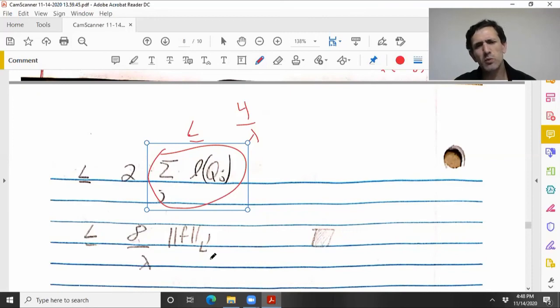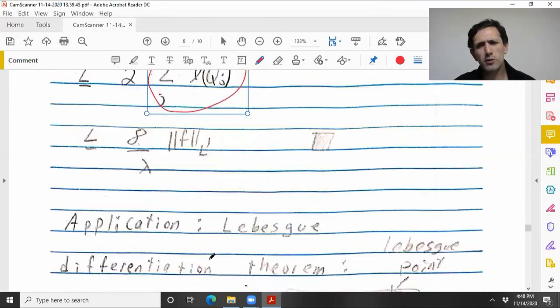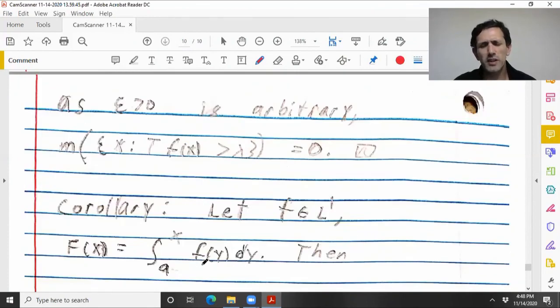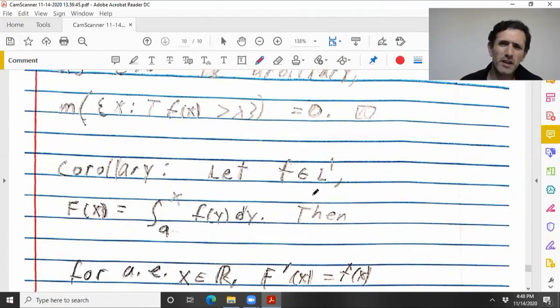So next time we will apply this to the Lebesgue differentiation theorem. I just want to show you what we're really going to prove, which is kind of interesting. This is not easy to prove, but what we're going to prove is actually that for an L1 function, if big F is this indefinite integral, which is perfectly well defined, then this is not differentiable everywhere, but we can at least say that for almost every x in R, big F is differentiable.